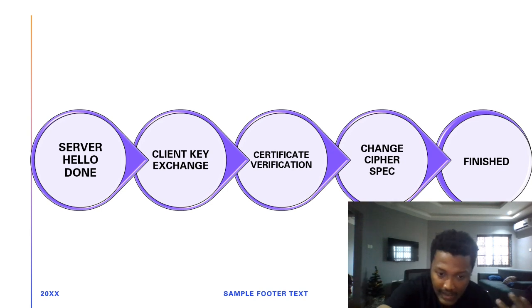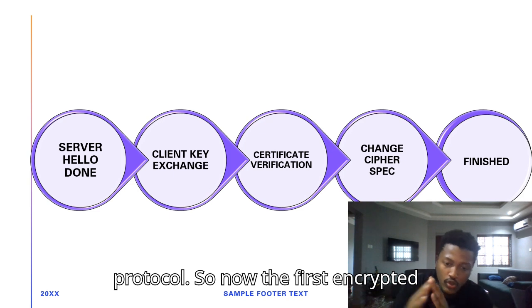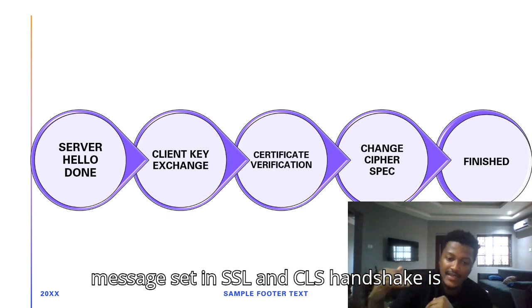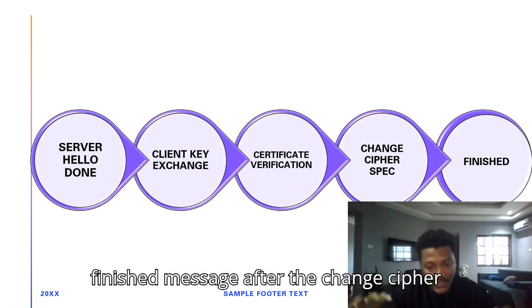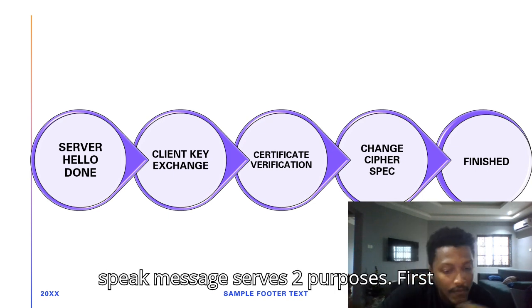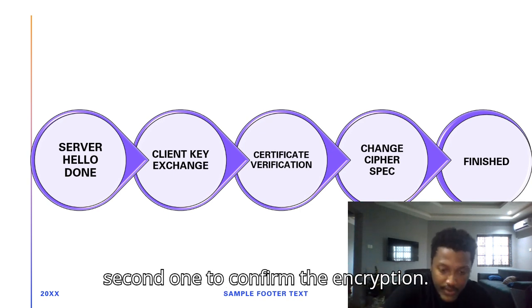So in the finished part of the handshake protocol, now the first encrypted message in the SSL and TLS handshake is sent. Both the client and the server send a finished message after the change cipher spec. The message serves two purposes: the first is to verify the integrity, and the second is to confirm the encryption.